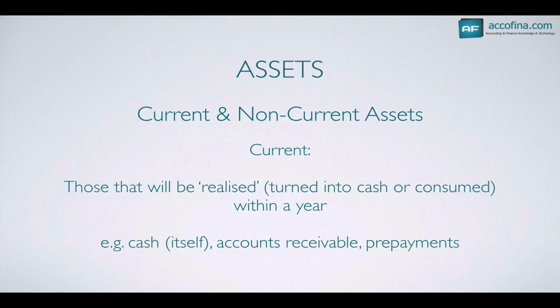Okay, there is a bit of a distinction on the balance sheet between what's called current and non-current assets. So you'll often find the balance sheet has a current section and a non-current section. Now, current assets are those that will be realized, and realized is a term that just means they'll be turned into cash or used up, consumed within a year. So assets that will be realized within a year are termed current assets.